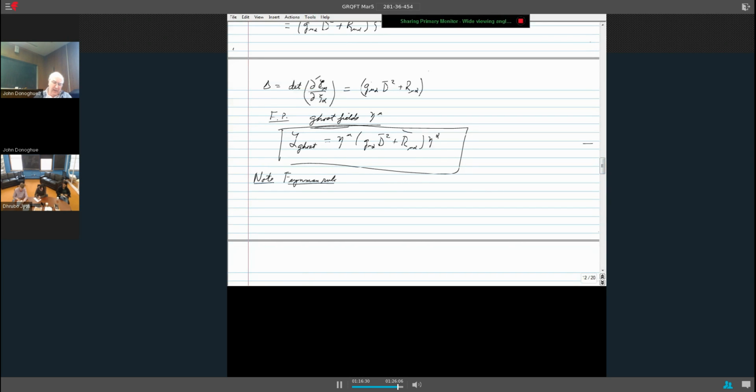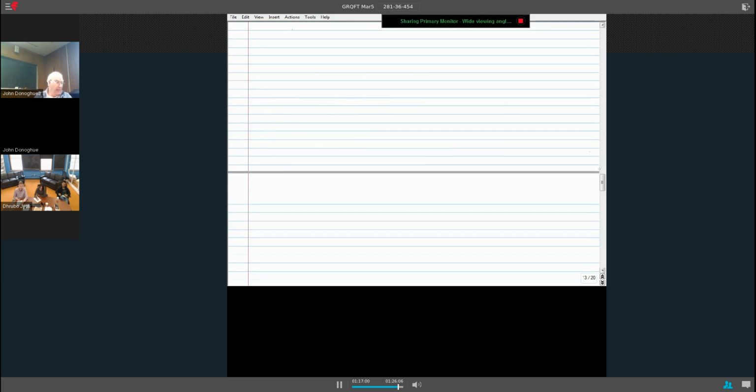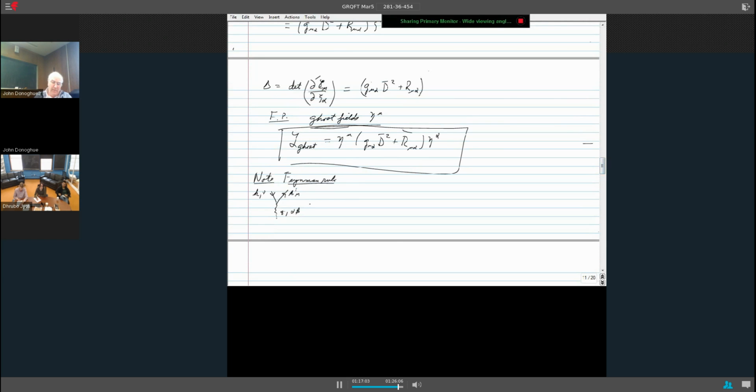Okay. So I'll use eta mu to be the ghost field. There's basically one per constraint. We've got a constraint that carries an index, so there's one for each of those. The ghost Lagrangian then is simply eta mu g mu alpha D bar squared plus R mu alpha eta alpha.